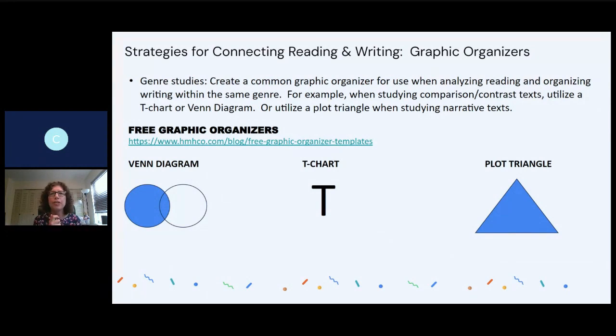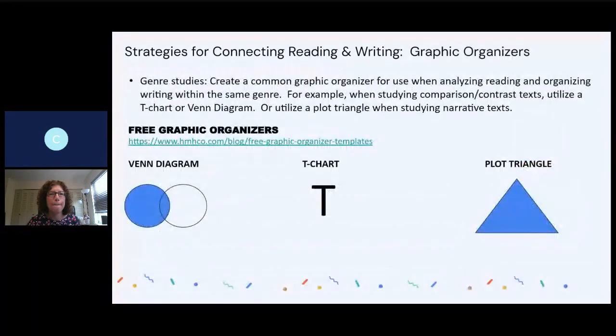Alternatively, use a plot triangle, for example, when studying narrative text. So you're reading a personal narrative, you're creating a plot triangle, and then you're asking students to write a personal narrative. And again, they're using that plot triangle. So again, that just solidifies that structure in the students' minds.